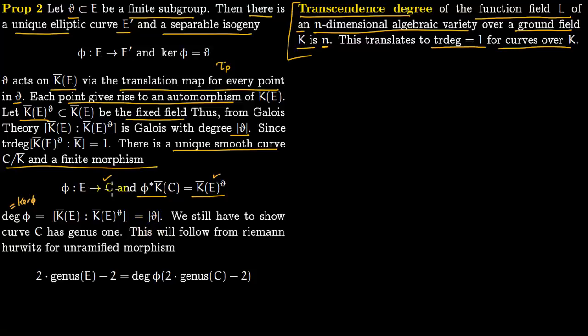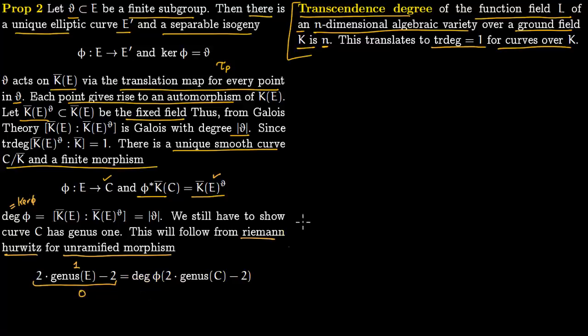The only problem is we have to show that this curve does have genus 1. For that we use the Riemann-Hurwitz formula for unramified morphisms. Because we have a separable isogeny, we can talk about unramified morphisms. So twice the genus of E minus 2 is the degree of φ times twice the genus of C minus 2. The genus of an elliptic curve is 1, so 2 times 1 minus 2 makes this side 0. The degree of φ is non-zero because it is precisely the number of elements in the finite subgroup, which is non-trivial. So twice the genus of C minus 2 is 0, so the genus of C is 1.